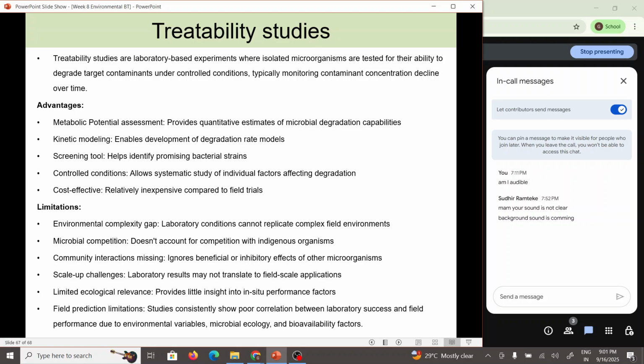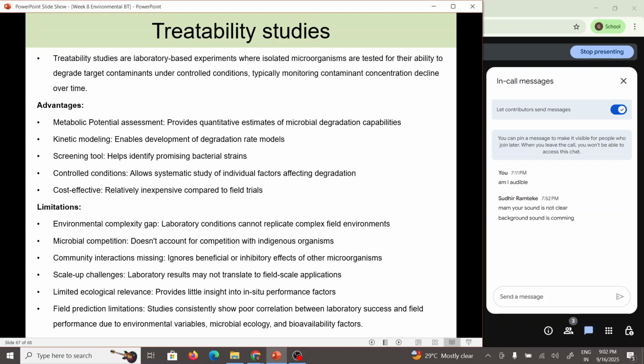And the last part is about the treatability studies. So treatability studies are laboratory experiments where we are going to test the isolated microorganisms for their ability to degrade target contaminants under controlled conditions. So when we talked about bioremediation, we were very concerned about the nature of microorganisms present and also the environmental condition that is present. So we have to ideally check whether the microorganism is able to perform its intended function at control conditions also. So that study is called as the treatability studies.